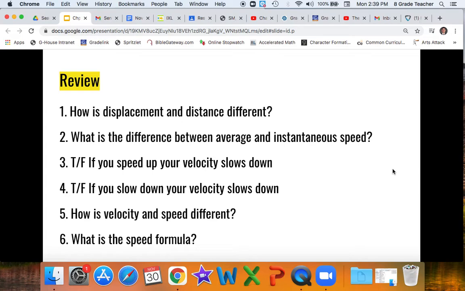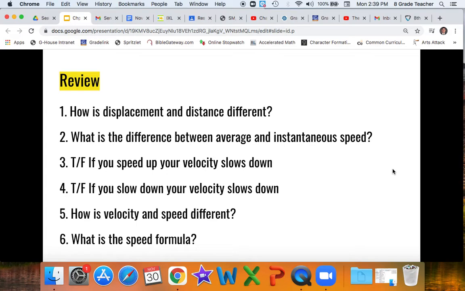Number 2, what's the difference between average and instantaneous speed? Speed, we know by its definition, is calculated by taking the distance you've traveled divided by the time. Average speed is found by dividing the total distance traveled by the total time taken. If you've ever taken a road trip, you've had to slow down, speed up, maybe you got caught in traffic, or you had to change direction and turn. There are all sorts of ways in which you're speeding up and slowing down, but the average speed would be the total distance divided by the total amount of time taken.